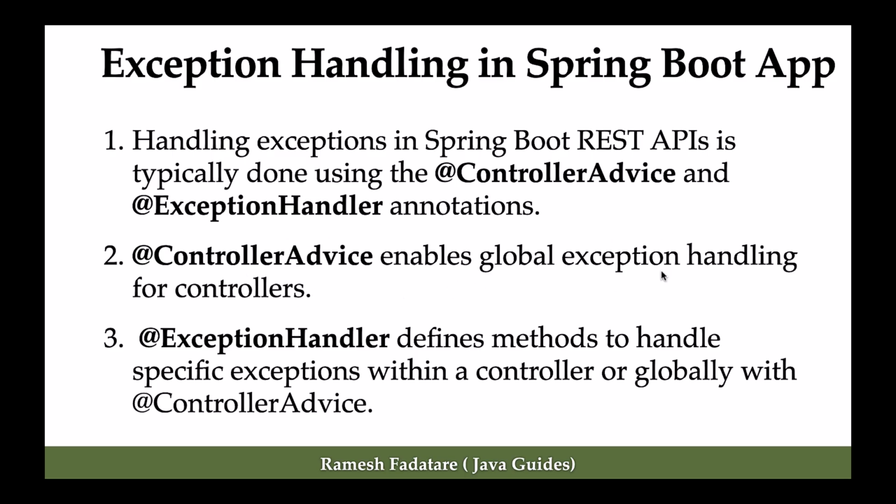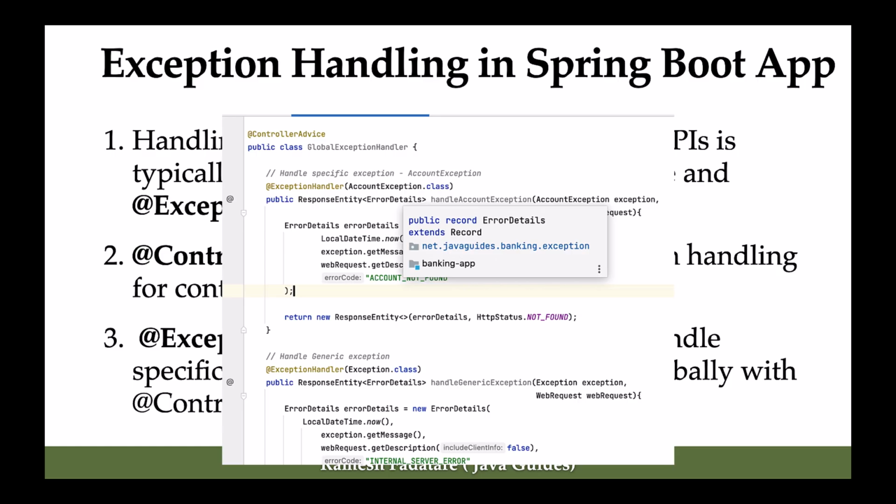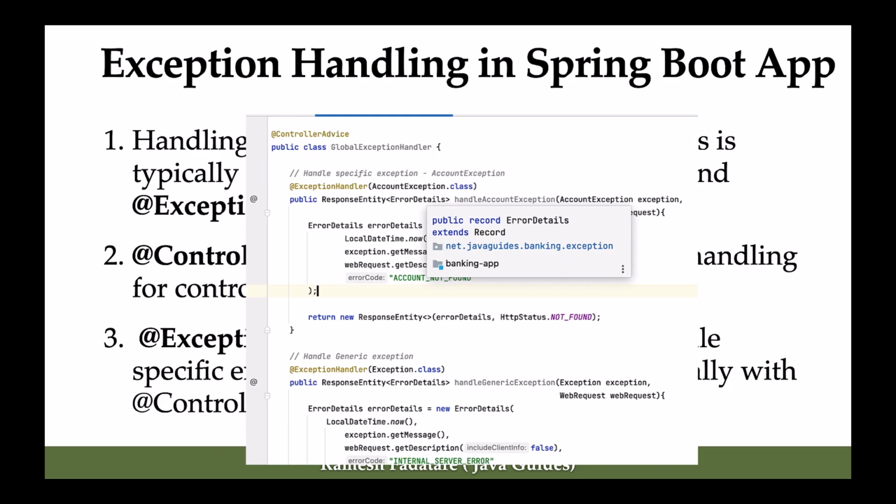So instead of writing the exception handling logic for each and every controller, we will create a separate class and we will annotate that class with the @ControllerAdvice annotation. And within that class, we'll write all the exception handling logic for all the controllers. So we'll basically keep all the exception handling logic in a single place.